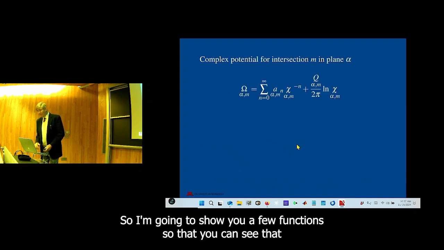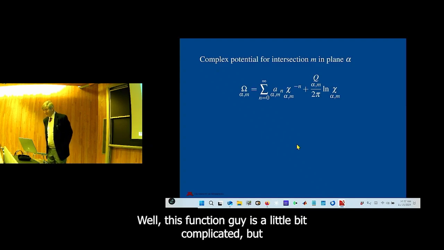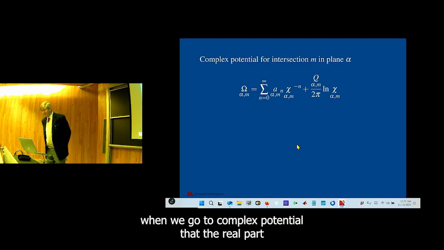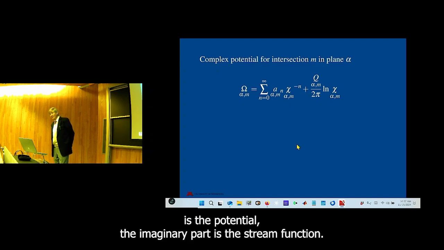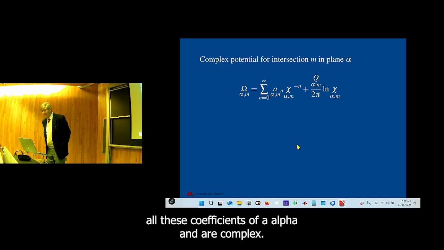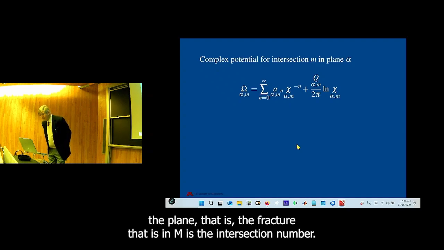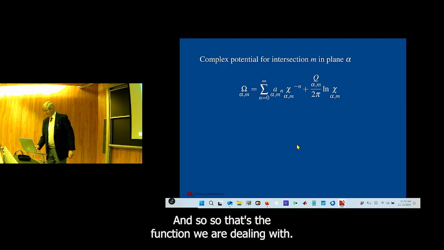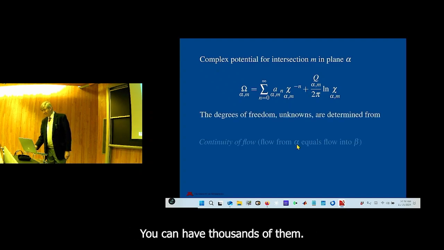So I'm going to show you a few functions so that you can see that it's not that terribly complicated. Well, that function chi is a little bit complicated, but omega is the complex potential. The real part is the potential. The imaginary part is the stream function. Chi is a transformed variable. All these coefficients, A, alpha, comma, M, N, are complex, and the A alpha represents the plane, the fracture that it's in. M is the intersection number, so all of these things have to be labeled carefully and so on. So that's the function we're dealing with. These A's are the degrees of freedom. You can have thousands of them.